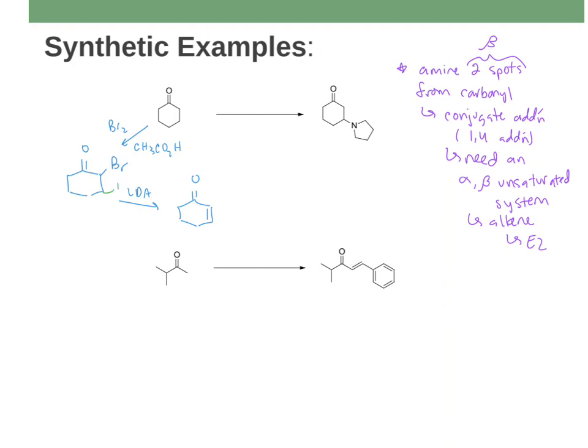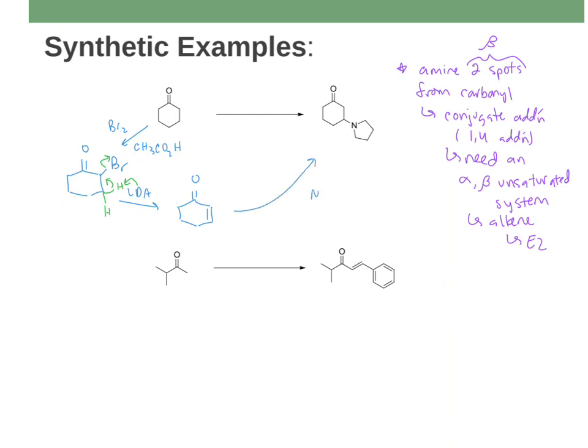So let me write that out. What I'm saying is for this one, for the LDA, I only have hydrogens there. So the LDA must attack those to do my elimination. So now I've got my alpha-beta unsaturated system. Awesome. I know how to then convert this into that.